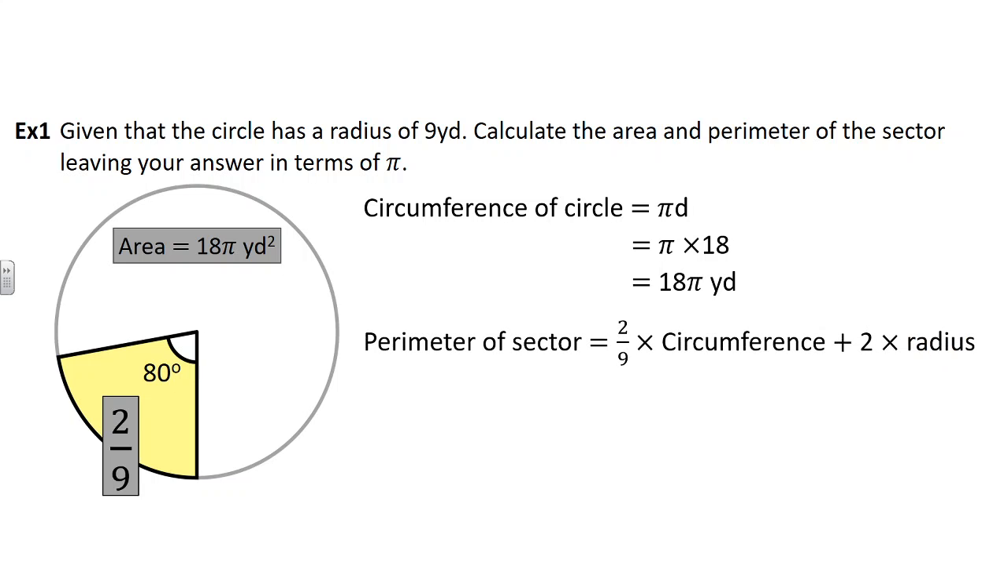We only want the arc. So we're going to times our previous answer by the fraction we've worked out, and we're going to add 2 radiuses, because we need to add these 2 lengths here and here. So we're going to times 18 pi by 2 over 9, and then we need to add a 9 and a 9 for our straight edges. So the answer, if you're leaving it in terms of pi, would be 4 pi plus 18 yards.